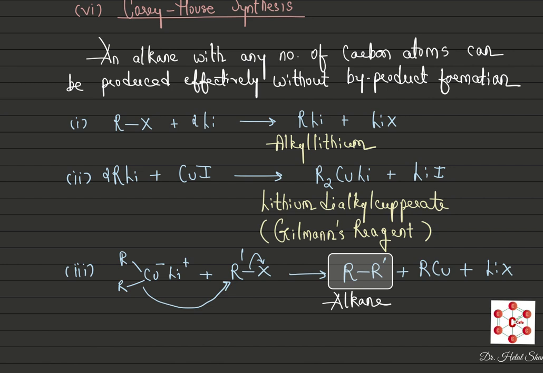So first of all, RX reacts with 2 moles of lithium to form RLi. RLi would finally give you R2CuLi, and R2CuLi would again react with R'X to give you your final product. We could take up one of the examples and try to understand how this works. Pay attention.